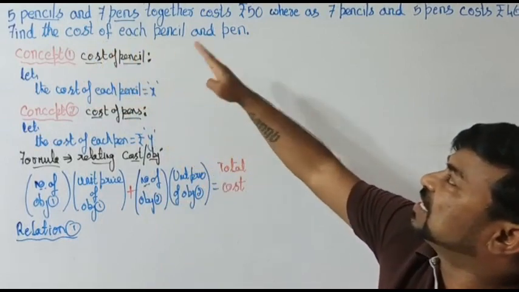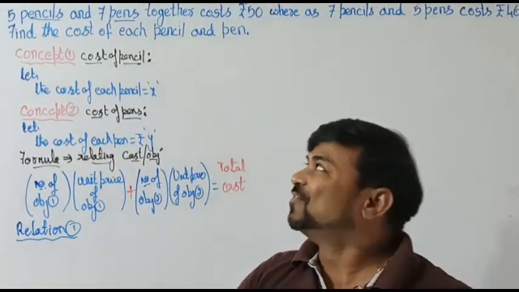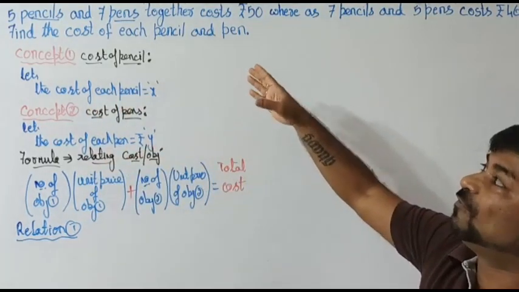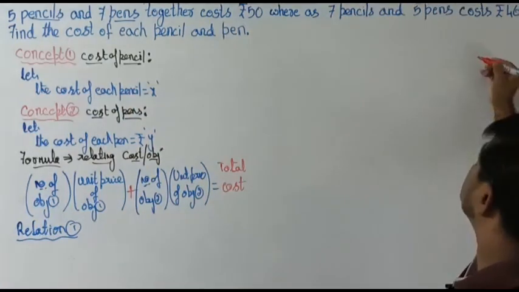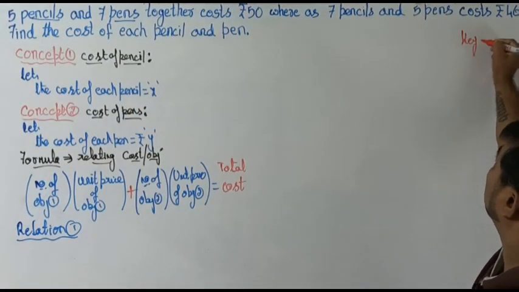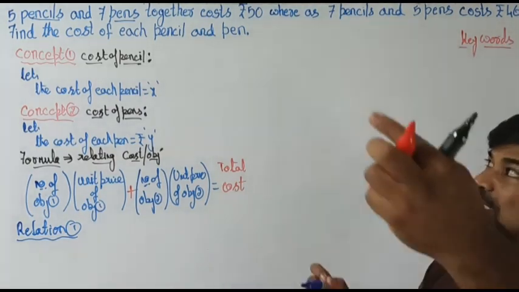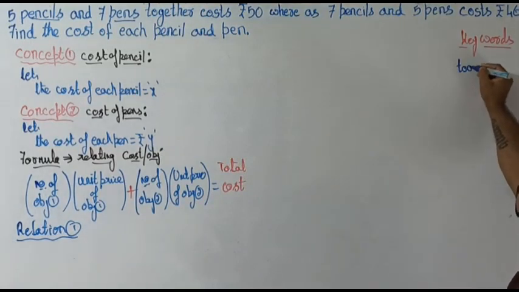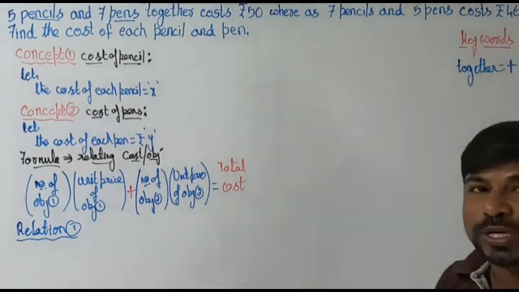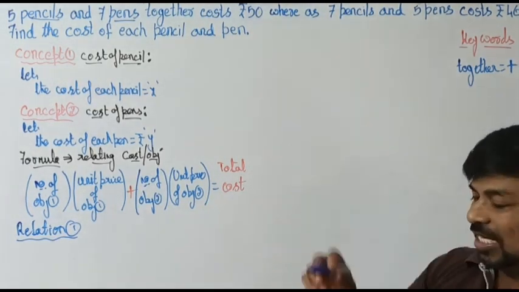5 pencils and 7 pens together cost 50. You have to learn the meaning of the keywords here. The first keyword you are able to see is the word together. Together is nothing but plus. Together means addition of, the combination of. So let's get back to the question.